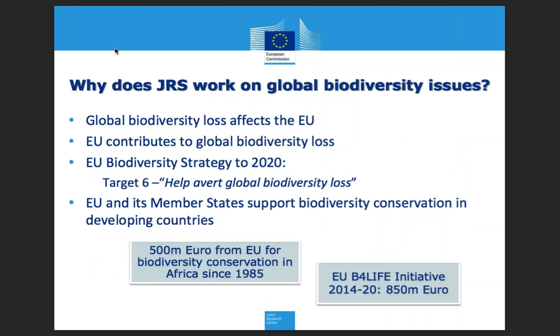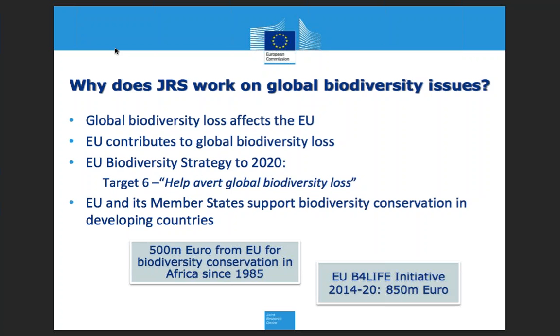Why are we talking about European institutions and European policies, and why do we specifically work on global biodiversity? Well, there are a few reasons for that. First of all, the biodiversity losses that may happen worldwide are affecting the European Union.